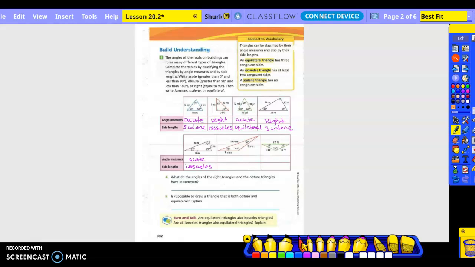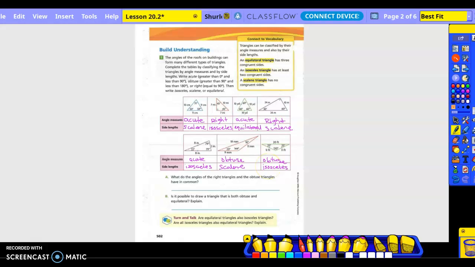Okay, next one based on its angle measures. Based on its side length. Remember? Similar, right? Okay, next one based on its angles. Obtuse, because there's one greater than 90. Based on its side length, because there's what? 2 equal sides.